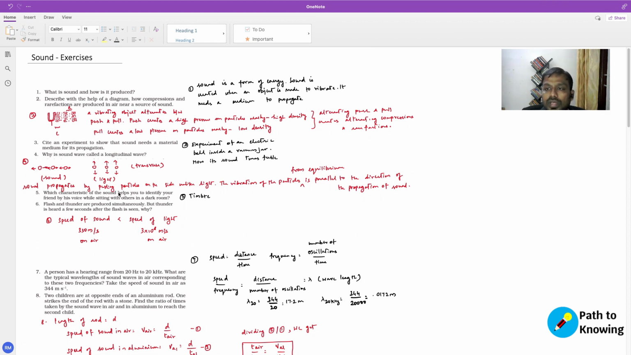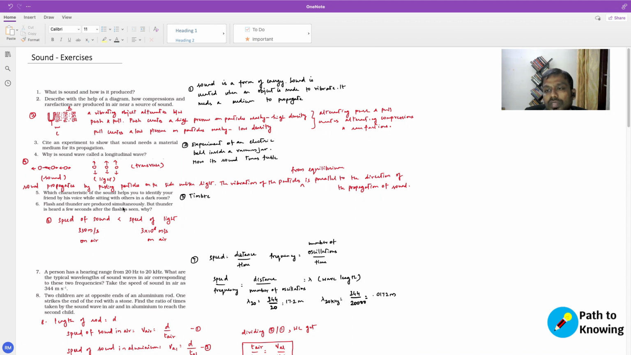Which characteristic of sound helps you to identify your friend by his voice while sitting with others in a dark room? We learned that one of the subjective characteristics is timbre, which helps us differentiate voices when we are on a Zoom call or in a dark room. Even when the frequency and the amplitude are the same, through timbre we can still identify the right person.